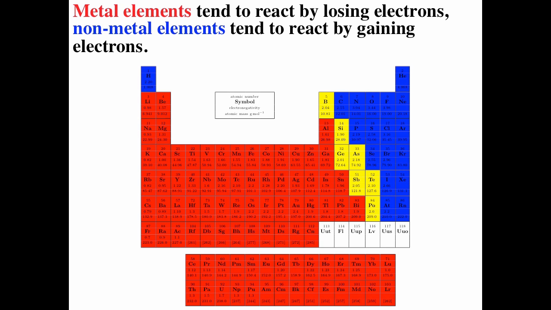And so these trends help us understand how these elements behave. Fluorine is going to be small. It wants to grab electrons, and typically forms negative ions.